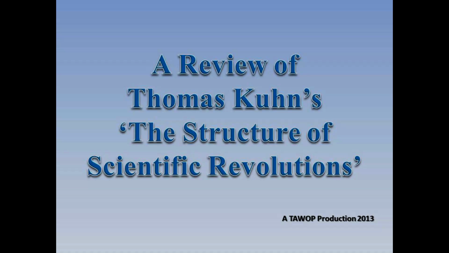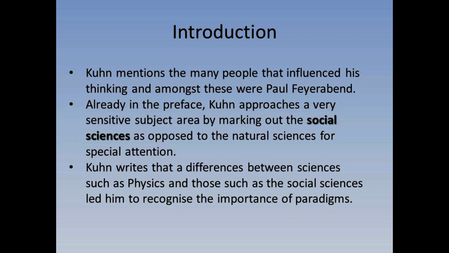The Structure of Scientific Revolutions is Professor Thomas Kuhn's seminal work published in 1962 while he was based at Berkeley. It shows through a historical analysis how science develops and how important scientific discoveries are made. In the introduction, Kuhn tells us how he was influenced by other figures including Paul Feyerabend. He also tells us that he observed differences in the way the physical sciences and social sciences operated, and this gave him the idea for a paradigm.